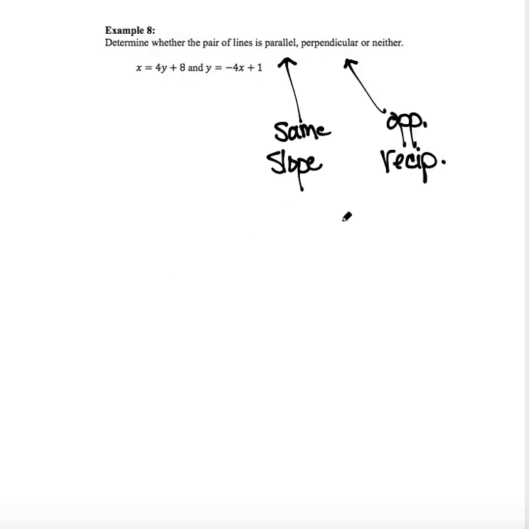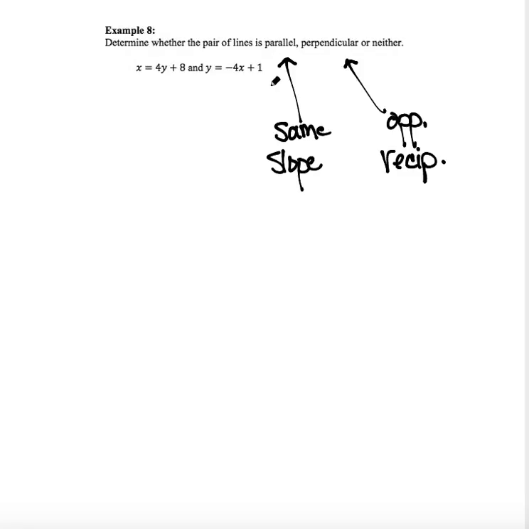Example 8: determine whether the pair of lines is parallel, perpendicular, or neither. If you recall back to our last slide, we know that two lines are parallel if they have the same slope. And they're going to be perpendicular if they have opposite reciprocal slopes. If we don't have the same slope or the opposite reciprocal slope, we know that these two lines are going to be neither. So first, we need to get them into a form where we recognize the slope.